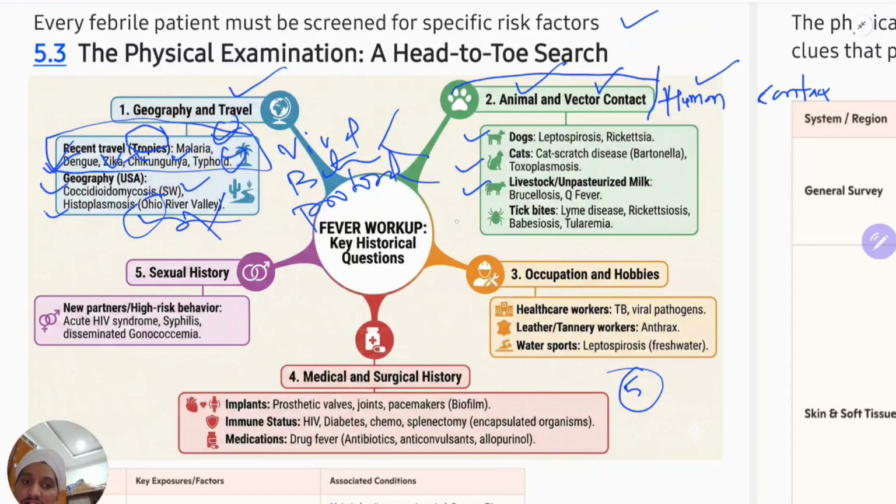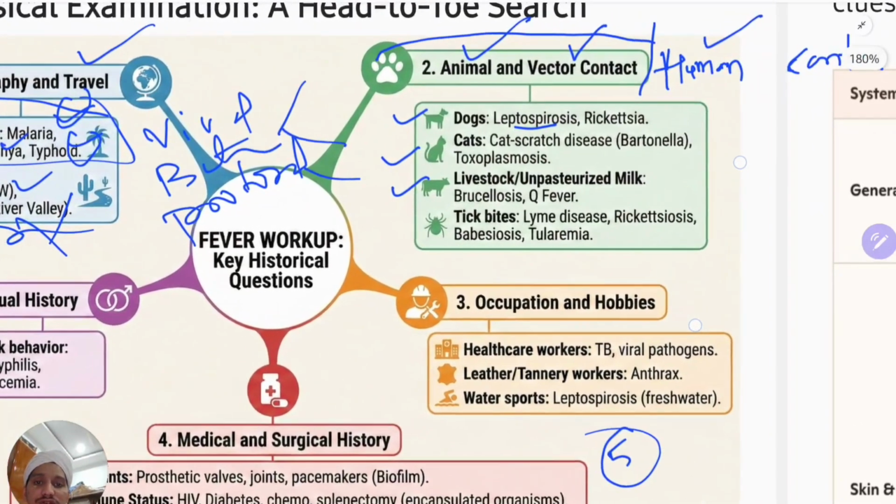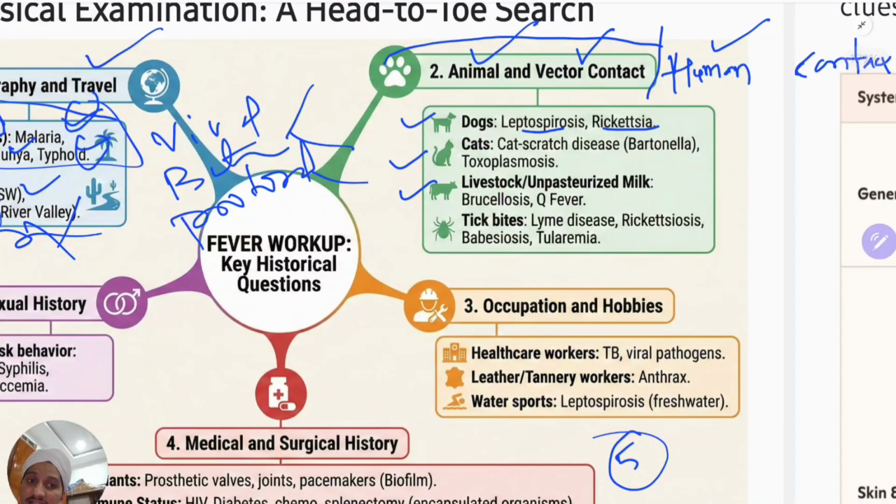So livestock, and whether they drink unpasteurized milk, that you should ask. In dogs, if there is a history of exposure to dogs, leptospirosis and rickettsia can be there in these patients. Cat exposure: cat scratch disease, Bartonella, and toxoplasmosis. Livestock or unpasteurized domestic animals: brucella is a very important diagnosis, and Q fever. Tick bites, so this one is also important: Lyme disease, rickettsiosis, babesiosis, and tularemia.